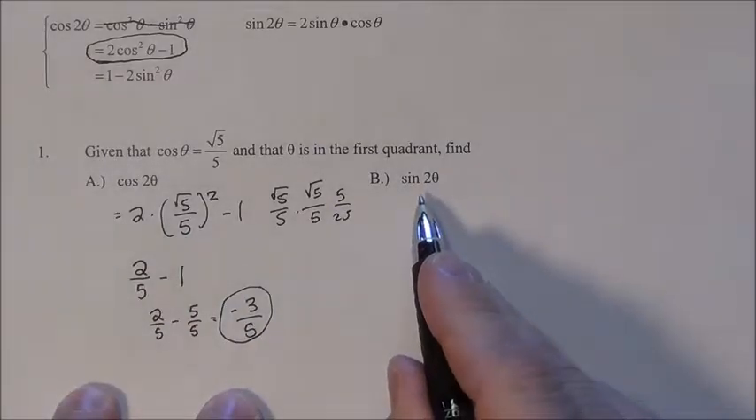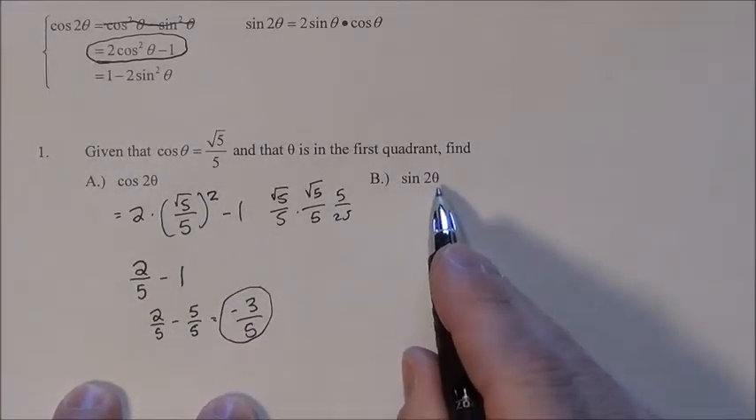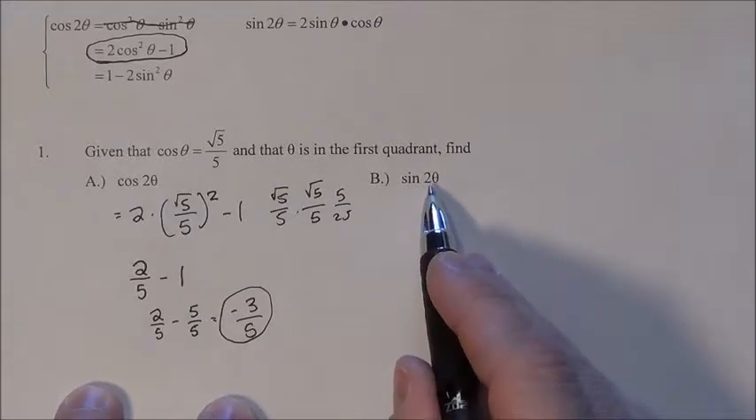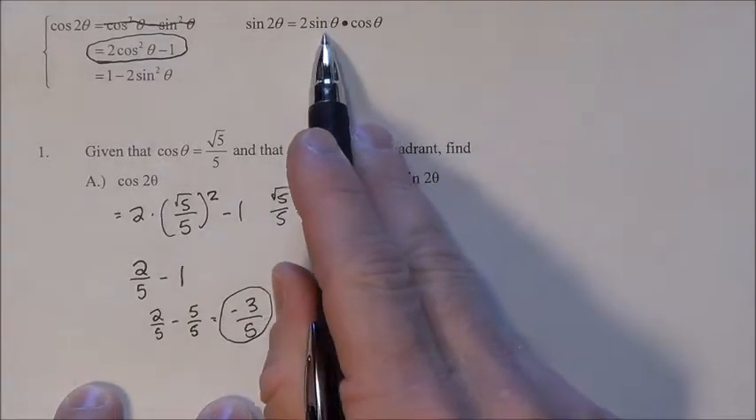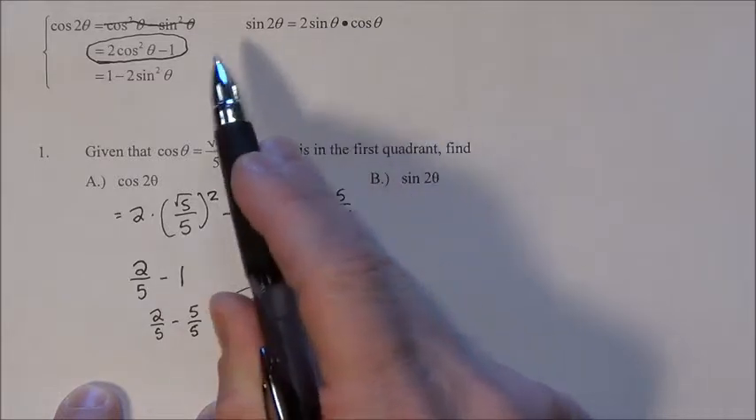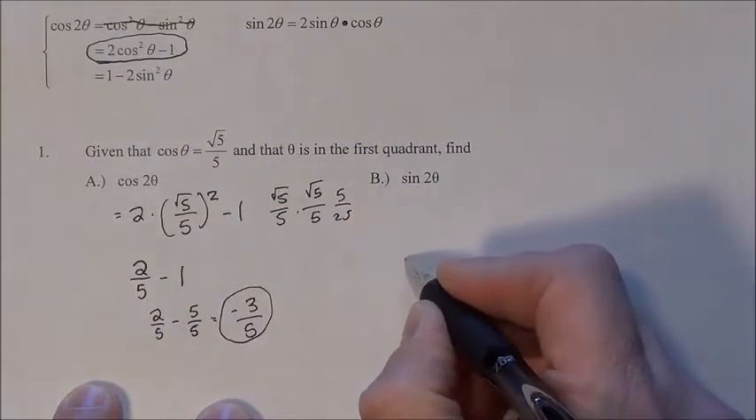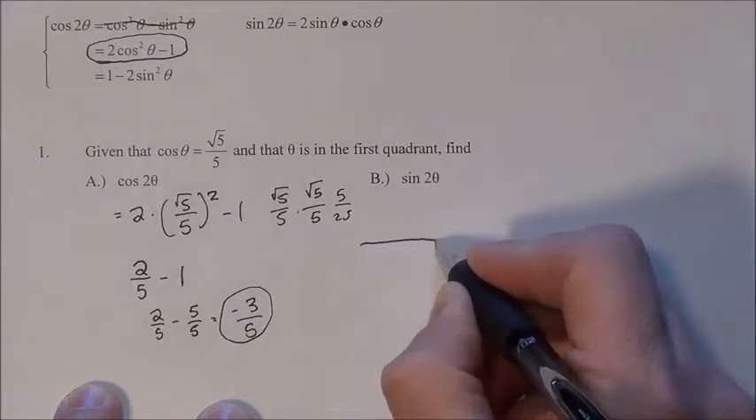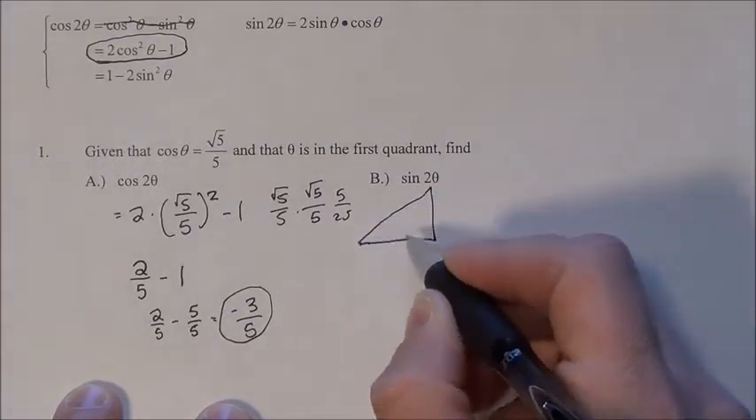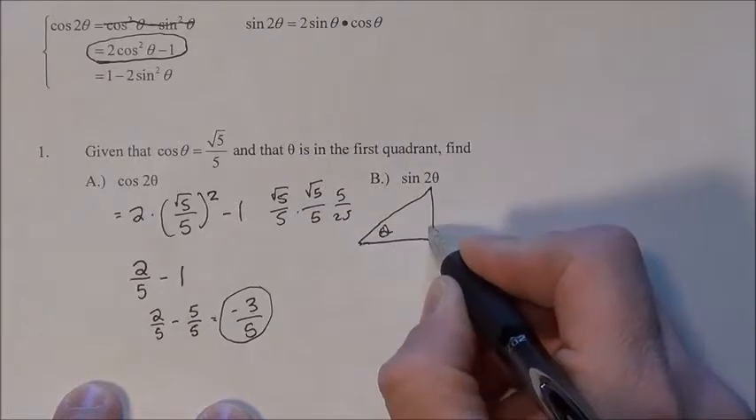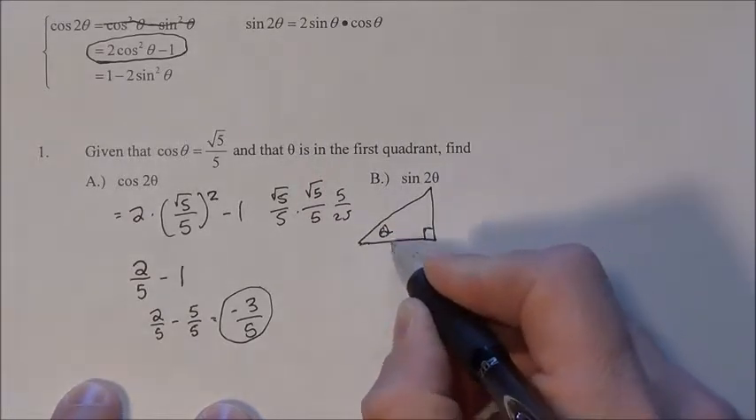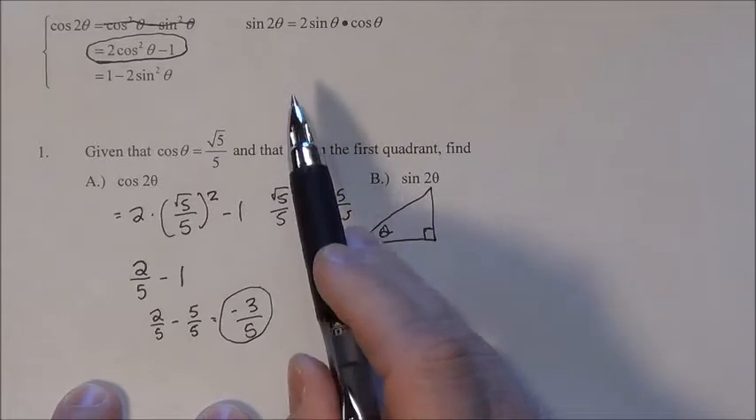Now when we come to the sine of 2 theta here, where we're trying to do a double angle with the sine, we have to use this formula, which means we've got to find the sine and the cosine. Well, I already know the cosine, but I don't know the sine, so I'm going to have to draw this triangle. Draw it right here underneath. Okay, and here's theta. It's a right angle. This is in the first quadrant, opening up into the first quadrant.